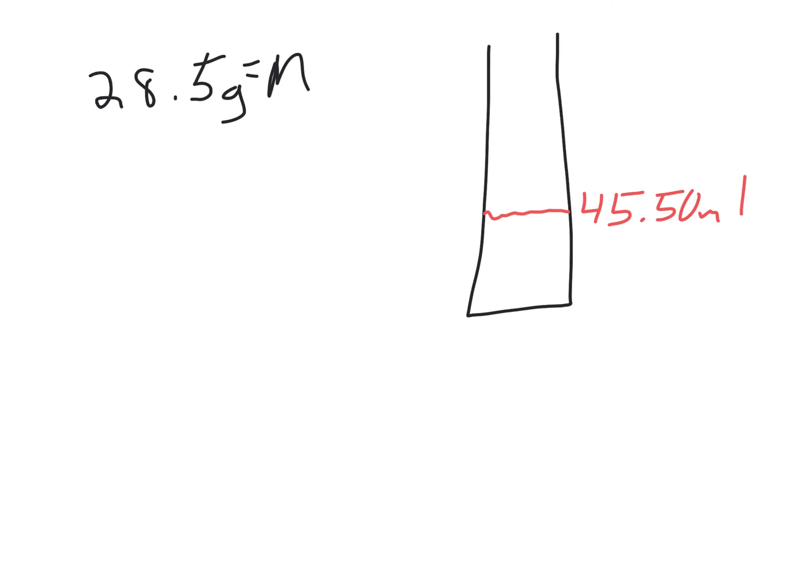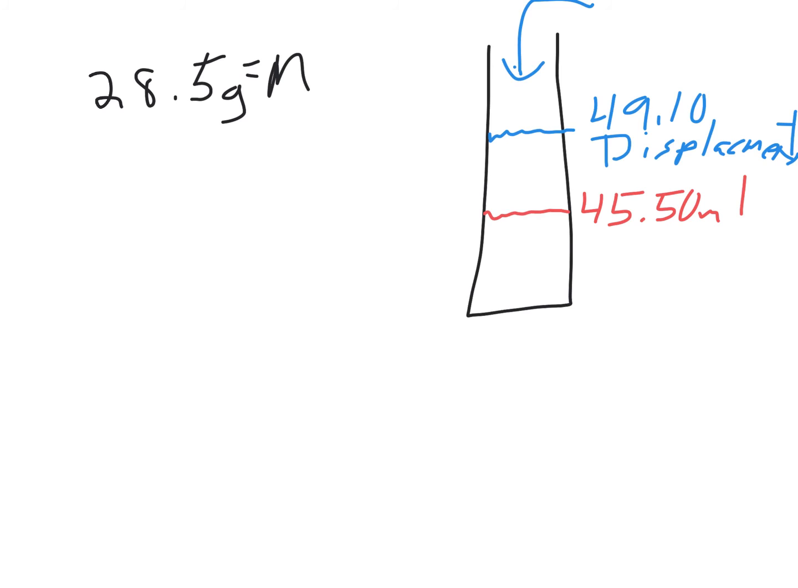Okay, then they put a piece of iron inside. So anytime you want to find the volume of a solid, you're going to put it into water. It's going to lift up the water up to 49.10. Very good. Okay, this is called displacement. Okay, and we're going to be doing this in lab. Okay, and so the amount it moved from its original spot to the second spot, that's your actual volume.